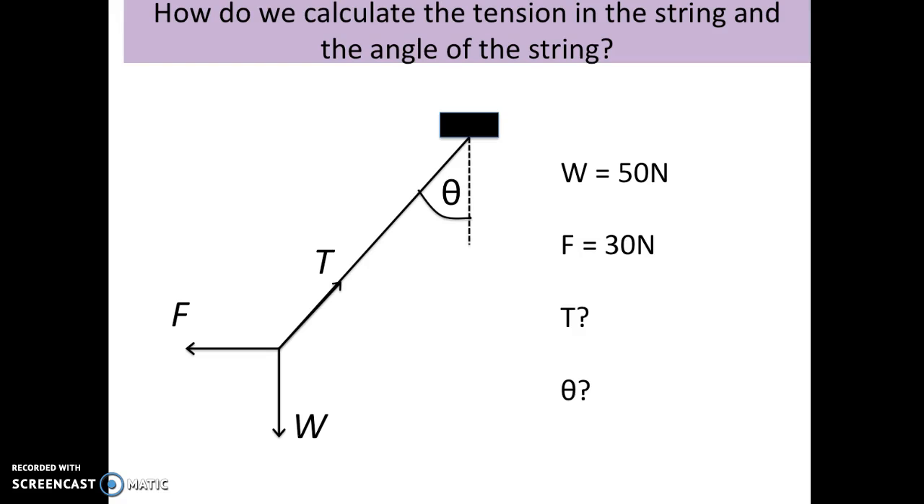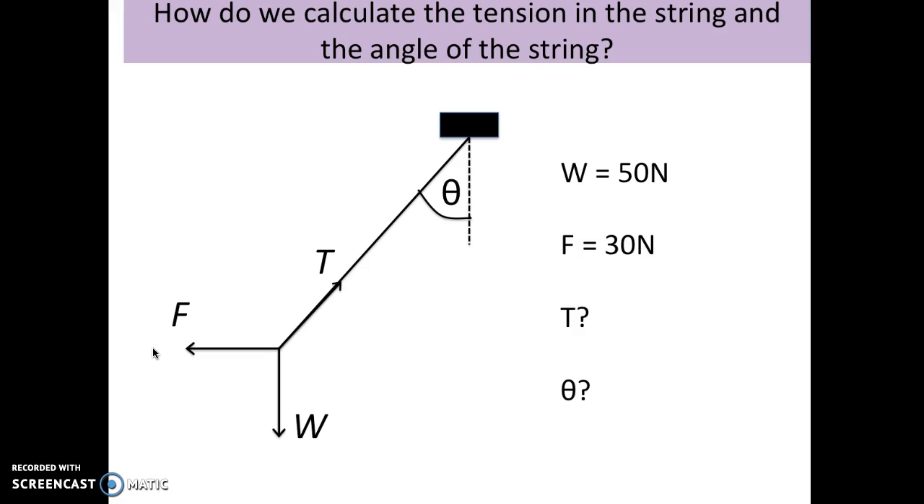So for example, here I have a picture which shows a piece of wire attached to an object which has a force acting horizontally and a force acting vertically on it. And the question would tell you the object is not moving, so therefore can you calculate the tension in the string and the angle of the string. Notice that you've been given the magnitude of the weight and the magnitude of this force that is pulling in this direction. Now there are two ways that we can attack this problem.